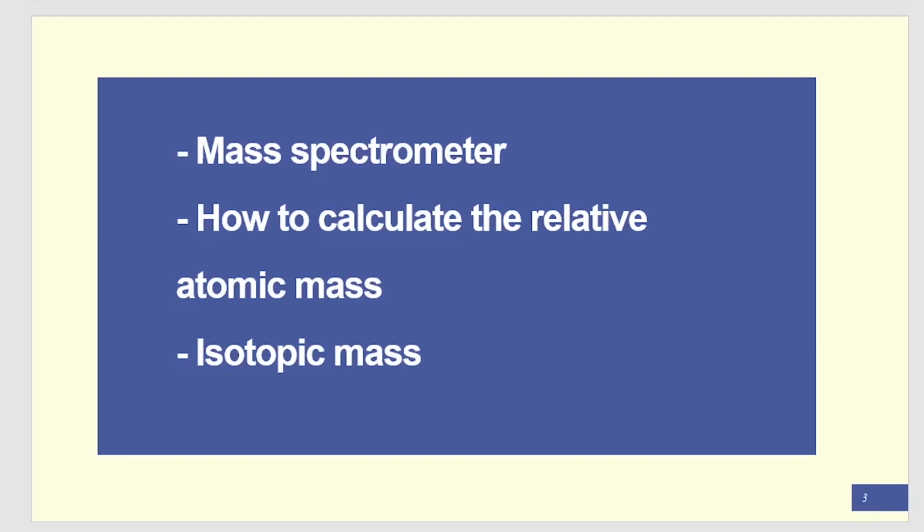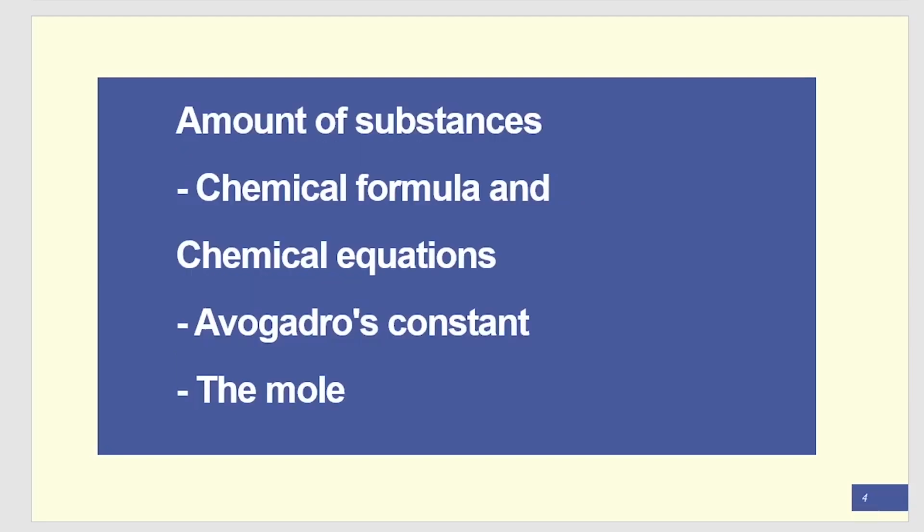You will learn that the isotopic mass is the mass of an individual atom of an element, while the relative atomic mass is the average mass of all isotopes of an element. You're also going to learn the difference between formula mass and relative molecular mass, and how to calculate them. You will learn that the formula mass is the sum of atomic masses of atoms in a unique molecule, while the relative molecular mass is the average mass of atoms in a molecule.